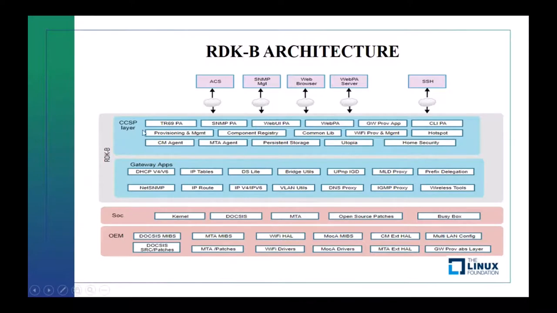Next will be the CCSP component model. Before that, we can see here that the CCSP layer is one of the main layers in RDKB. You can see two divisions, the CCSP layer and gateway apps. In gateway apps, you can see features like IP tables, DHCP v4, v6, DNS proxies and so on. So these are gateway apps, and here you can see the CCSP layer.